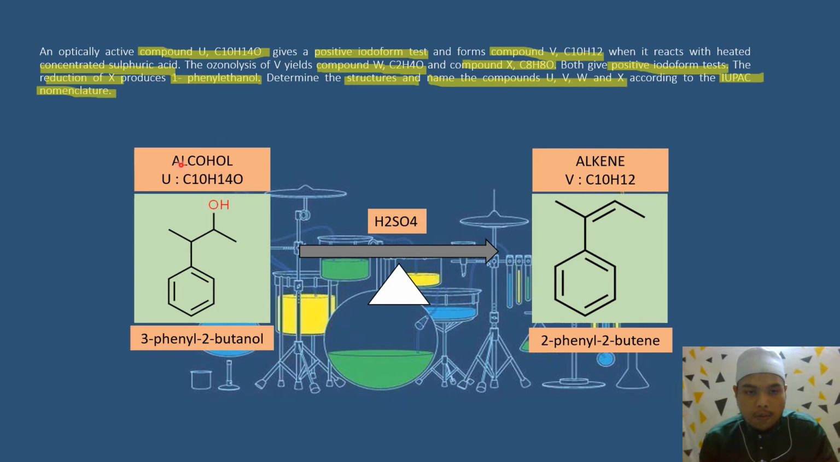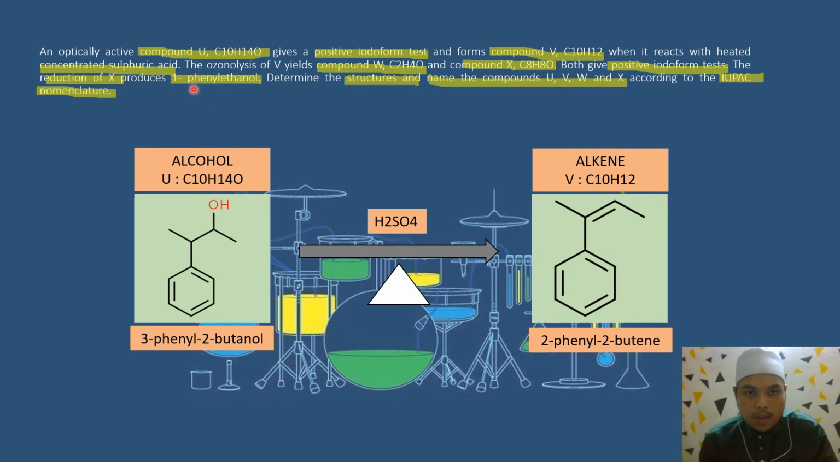So compound U is an alcohol, and its name is 3-phenyl-2-butanol. This alcohol will produce an alkene when it reacts with heated concentrated H2SO4, which is sulfuric acid. That means compound V is an alkene, C10H12, and the name of compound V is 2-phenyl-2-butene. So this is the structure of compound U, and this is the structure of compound V.